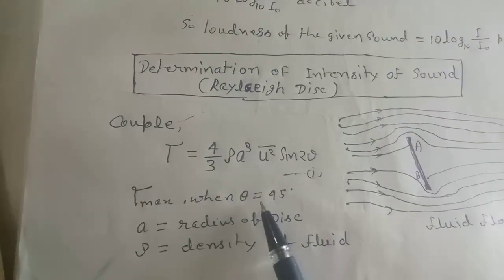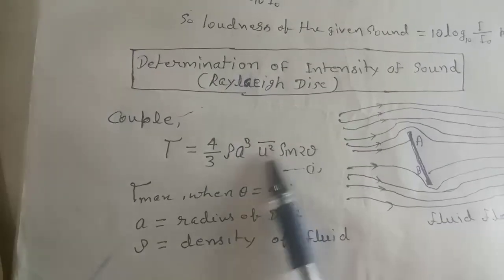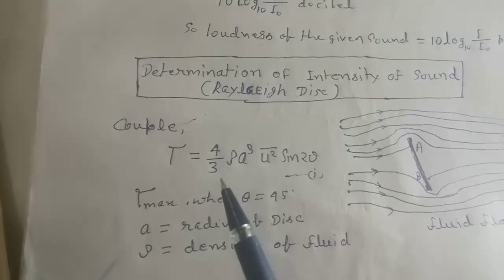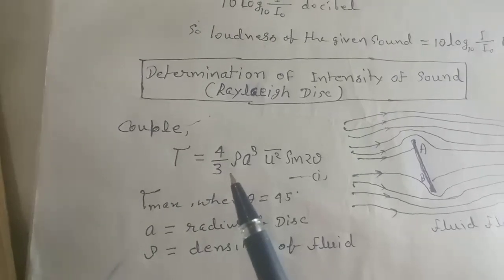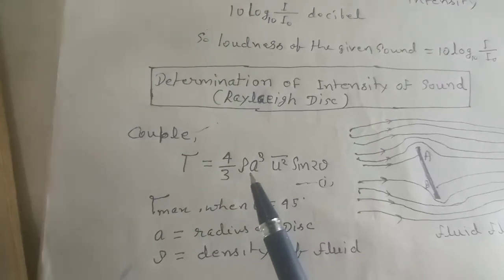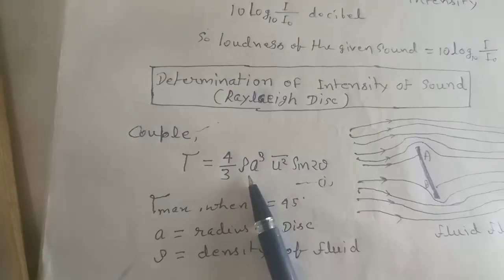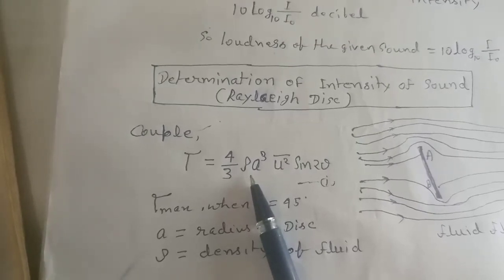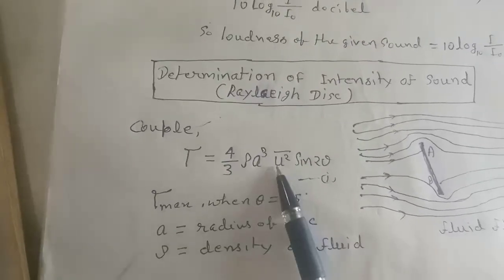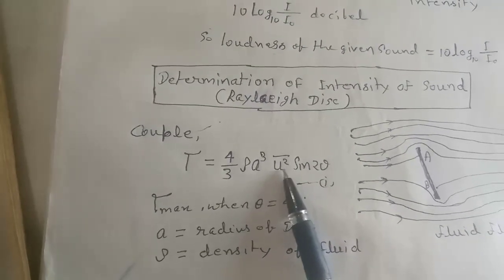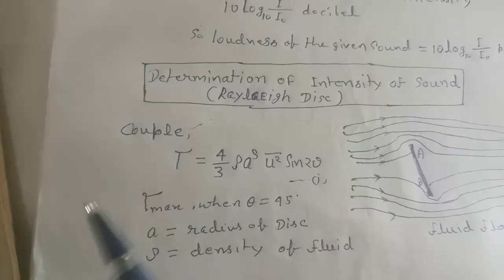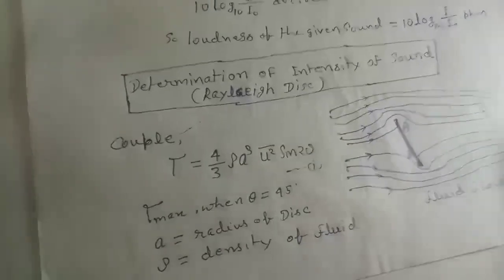Here U² bar is the mean square velocity of the stream, and theta is the angle between the normal to the disk and the direction of flow of the fluid. In the case of an alternating stream, U² bar is the root mean square velocity. The couple is maximum when theta equals 45 degrees. Now let's describe it.